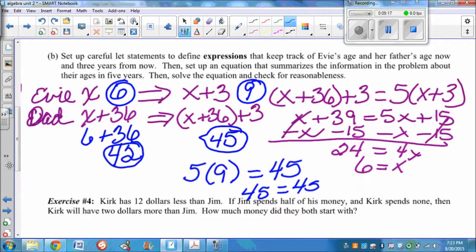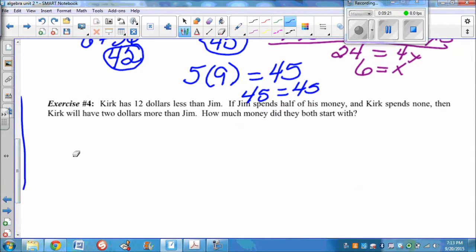Okay? All right. Let's look at this next one. It's a money problem. Another common type of word problem is money problems. So it says, Kirk has $12 less than Jim. If Jim spends half of his money and Kirk spends none, then Kirk will have $2 more than Jim. How much money did they both start with?